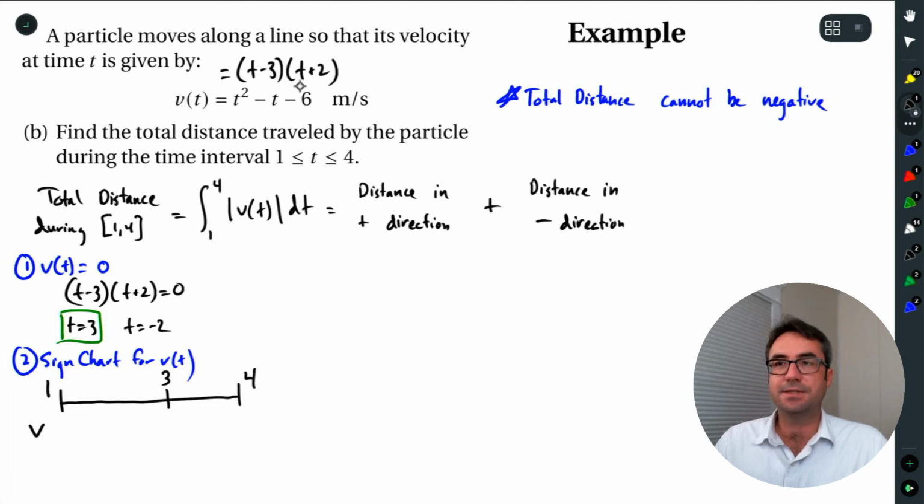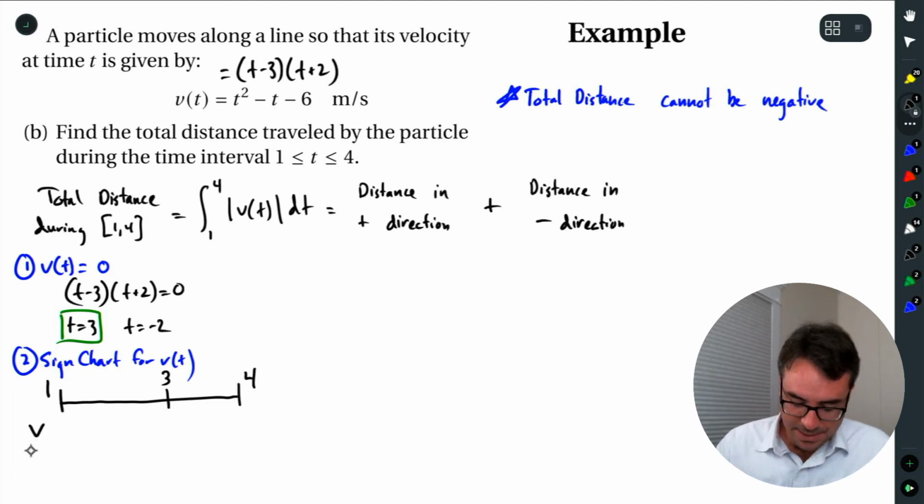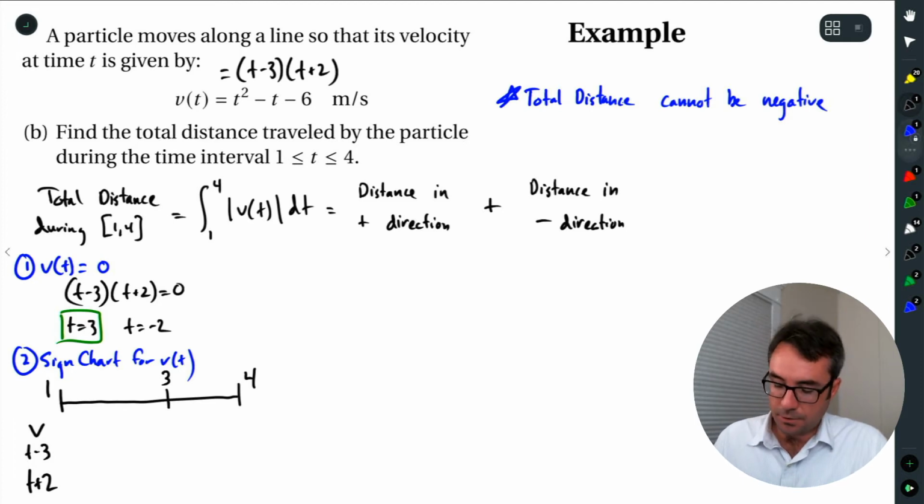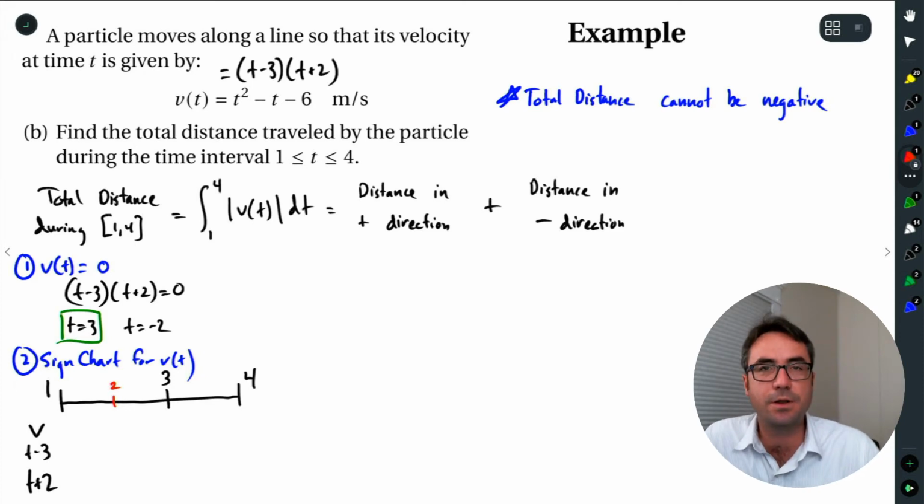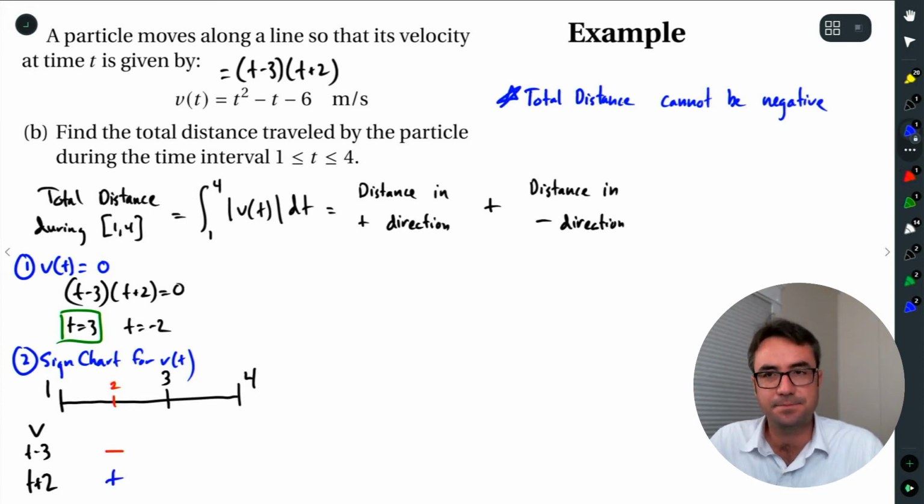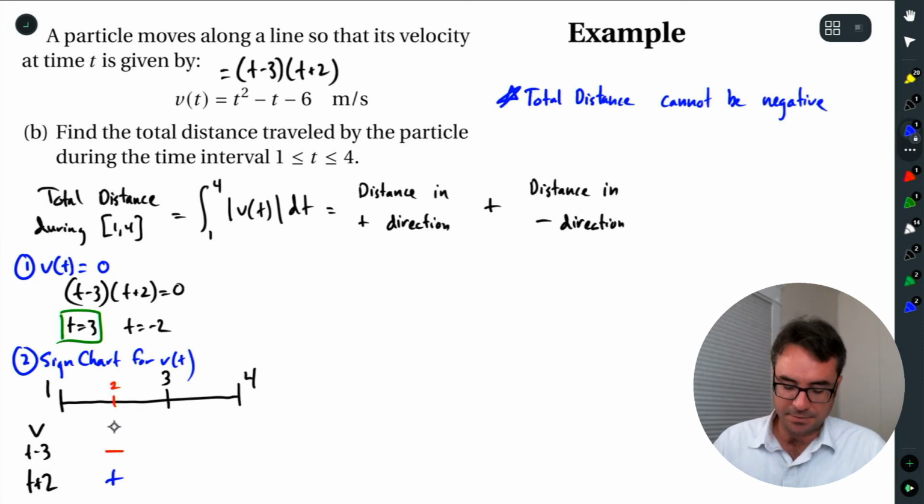All right, so let's do our sign chart for velocity. And to help, let's use these factors. Not necessary, but it can be helpful. So let's write down our factors here, t minus 3 and t plus 2. And then we can do a sign chart, or we could use test numbers if needed. So for this first interval, from 1 to 3, I might use a test number 2. Plug 2 into each of these factors. When I plug it into this first factor, I end up with a negative. And then into that second factor, I get a positive. So a negative times a positive is negative.